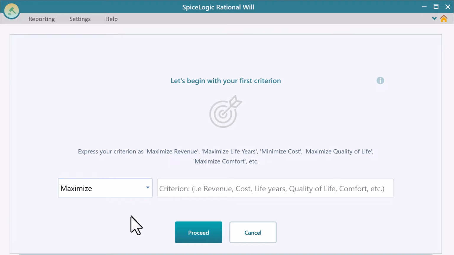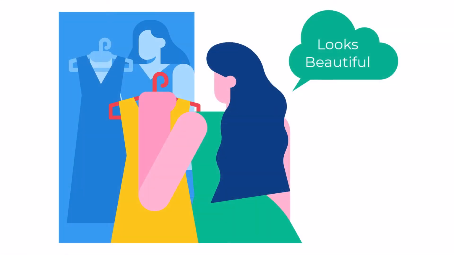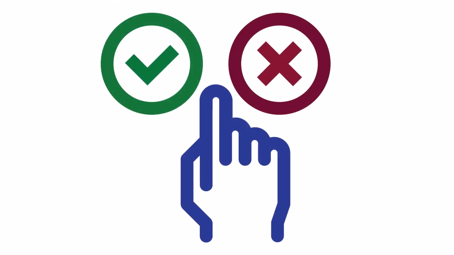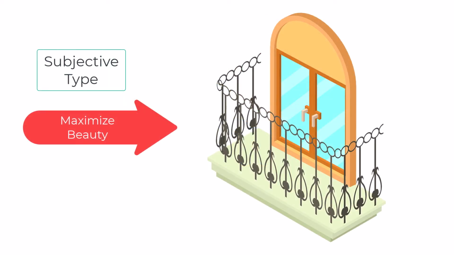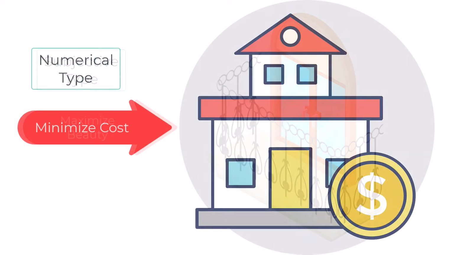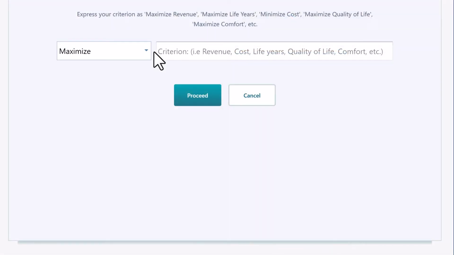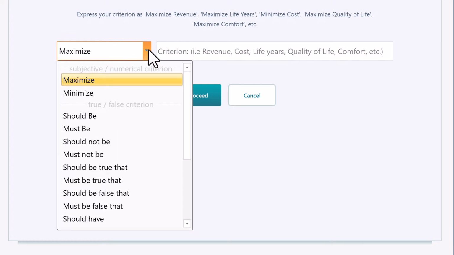Before going into the deep, let me clarify something about the criteria modeling tool. You can have various types of attributes like subjective type, number type, and yes/no type. Say you want your house to be beautiful. How will you measure beauty? It is a subjective type, right? And say you want to minimize the cost of the house. Here, the cost is a numerical type, right? From this drop-down, you can choose the type of your criterion.